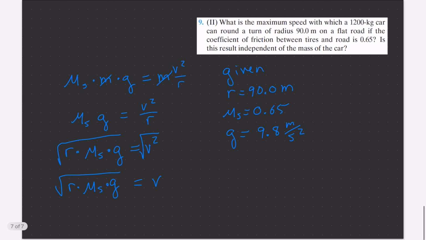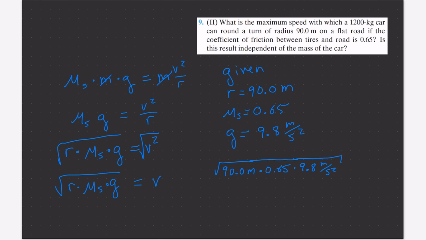So that said, I'm going to go ahead and do it right here underneath my given. I'm going to say that the square root, and I might need a little bit of a longer square root bar, the square root of 90.0 meters times 0.65, which has no units, it's just a coefficient, times 9.8 meters per second squared.